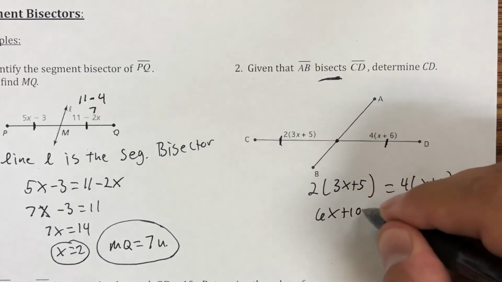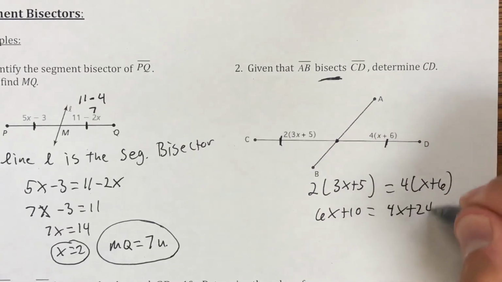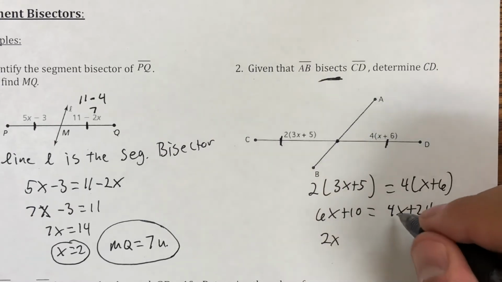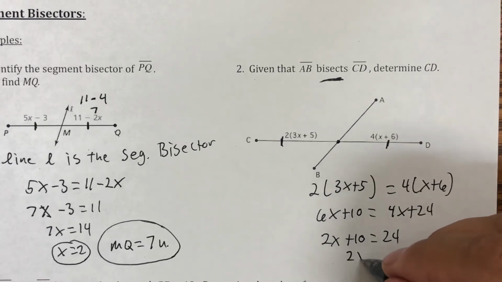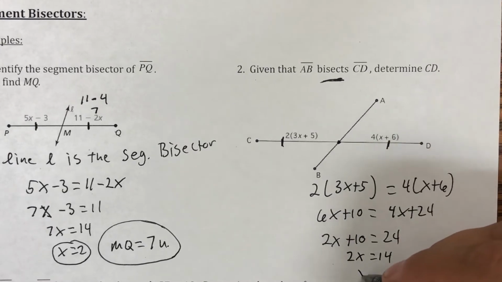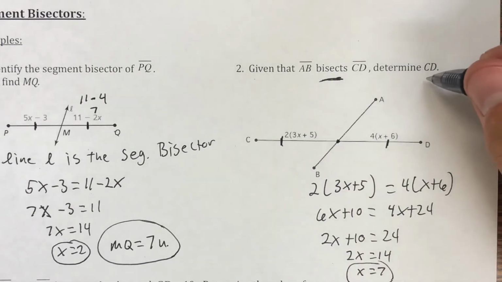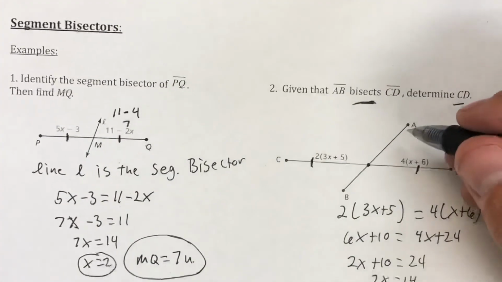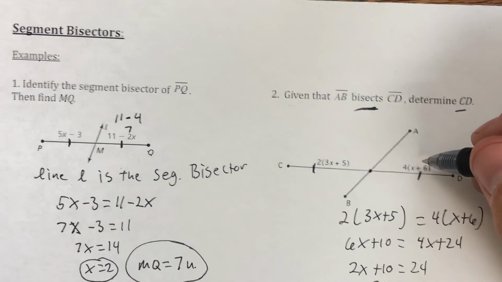Now we got to solve, distribute. 6x plus 10 is equal to 4x plus 24. And round up the x's. I'm bringing 4x over, 2x, subtract it, plus 10 is equal to 24. 2x equals 14, and x is equal to 7. What were we supposed to find? Had to find CD, so I have to put x back in. So let's see here. Let's put it in here. 7 plus 6 is 13.